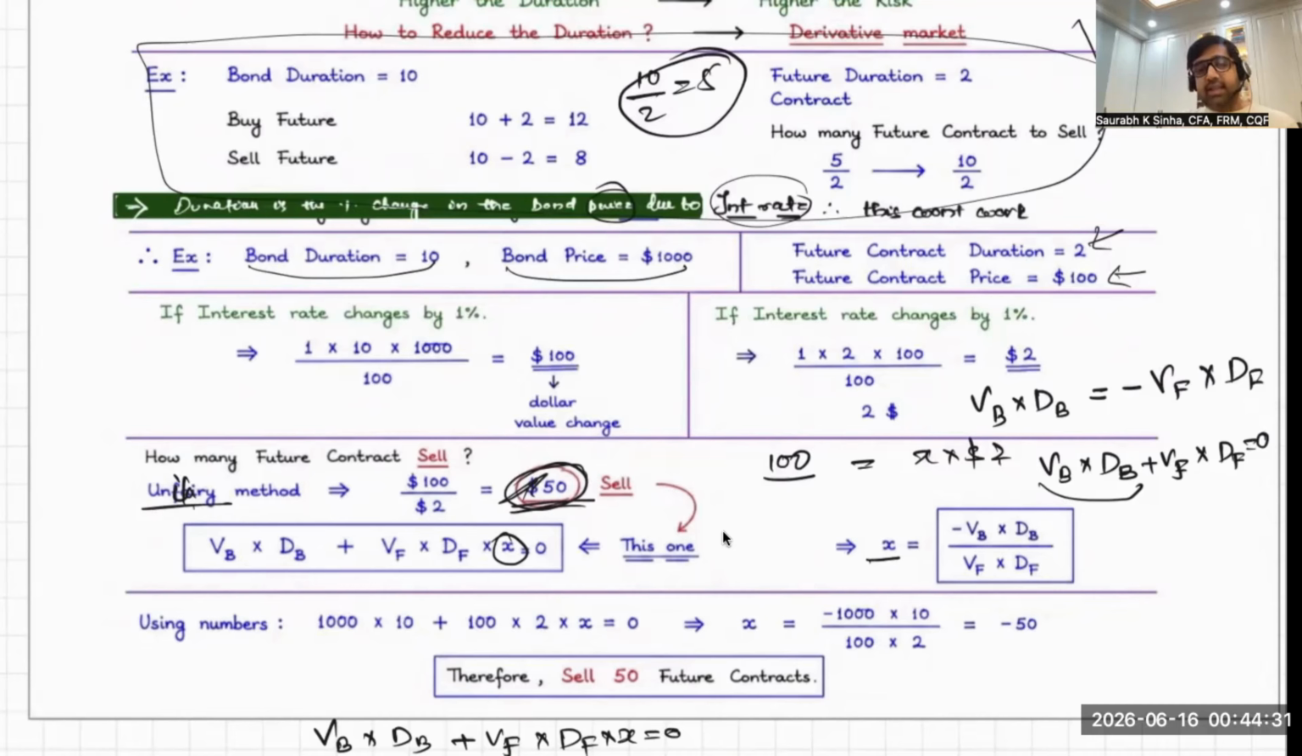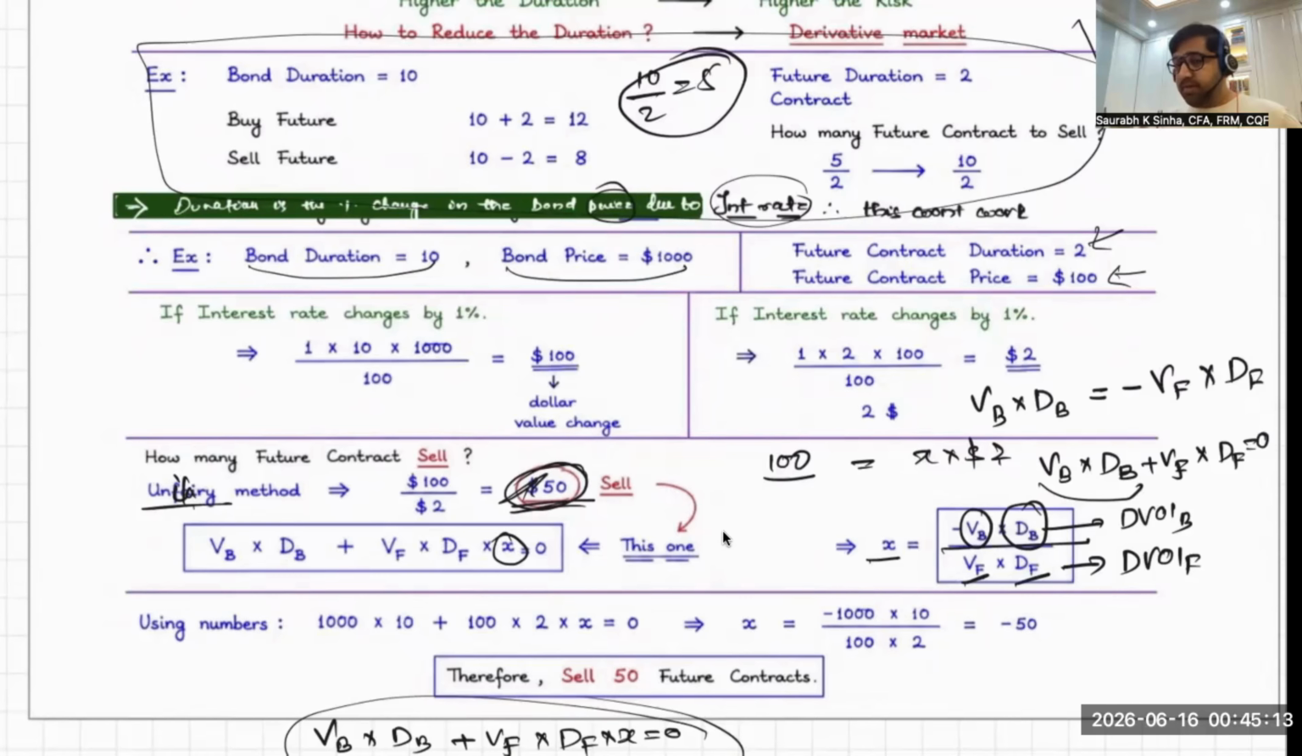So X is the number of future contracts you need, which will be value of the bond or value of the portfolio, into duration of the bond or duration of the portfolio, divided by value of the future contract or the price of the future contract, into the duration of the future contract. Okay. Now, sometimes they will call it DV01 for the bond and DV01 for the future contract, or BV01 for the bond and BV01 for the future contract, whatever they call it. This is a simple unitary method, and you need to remember this formula.